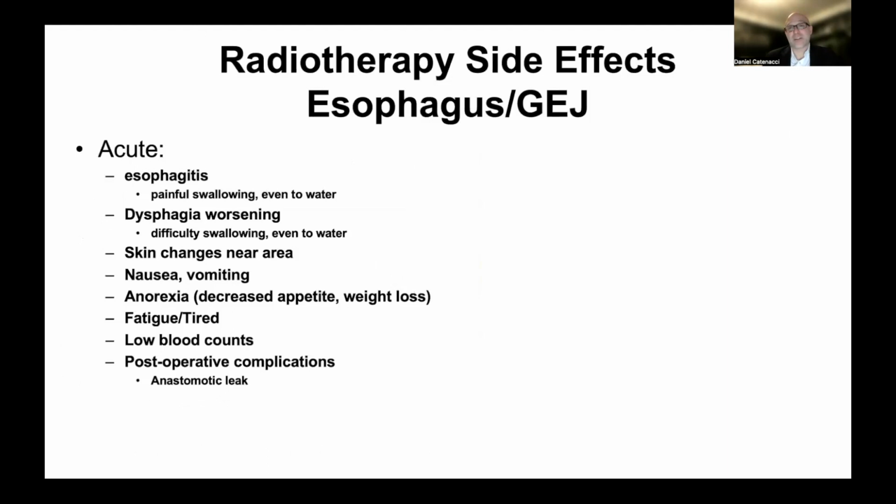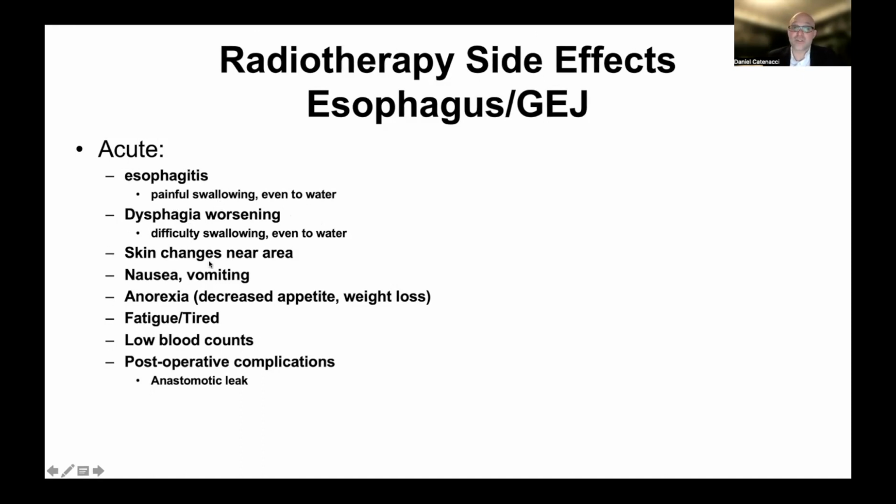So with respect to actual side effects of radiation, because radiation in the primary tumor is usually reserved, at least in my opinion, for the esophagus and GE junction for the most part, these are side effects that are specific for that, including inflammation of the esophagus, which is painful even to water, swelling in the esophagus with the radiation that can lead to worsening of the dysphagia problem, even to water. And so counterintuitively, even though the radiation is being used to treat the cancer, in the short term, it can actually worsen a lot of the symptoms that one presents with. And so that should be recognized.